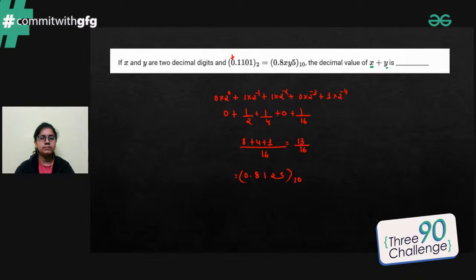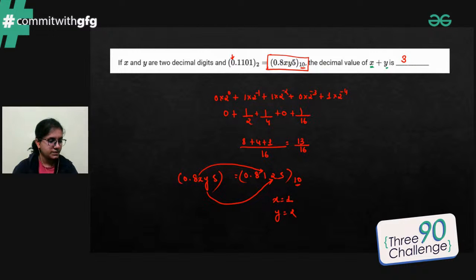So in which form is this? This is in decimal form, and this is also in decimal form. So can we equate them? Because for the equation, we just want our base to be the same. The base of both of them is the same, so we can equate them now. So 0.8xy5: x value is 1 and y value is 2. What is the answer? The answer is 3. Yes, absolutely correct, Nishu. The answer is 3.